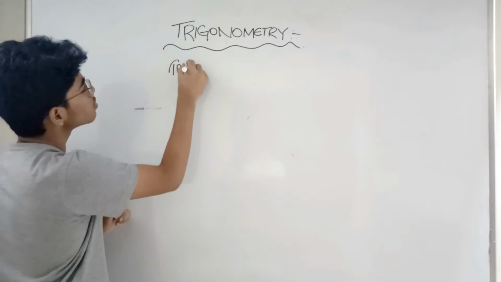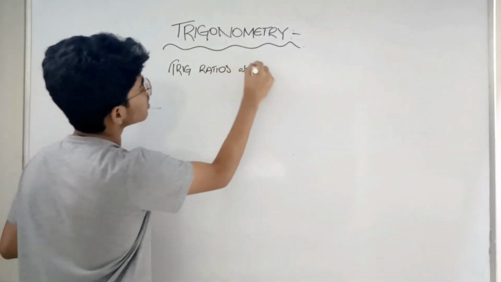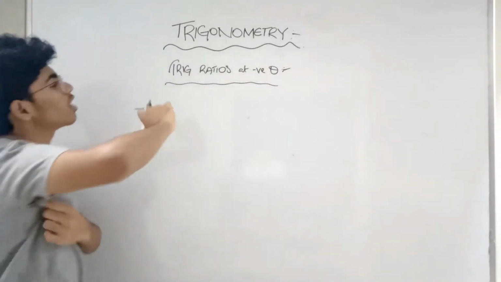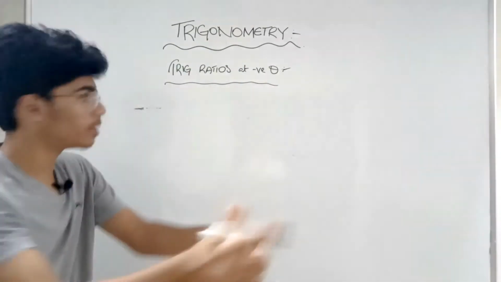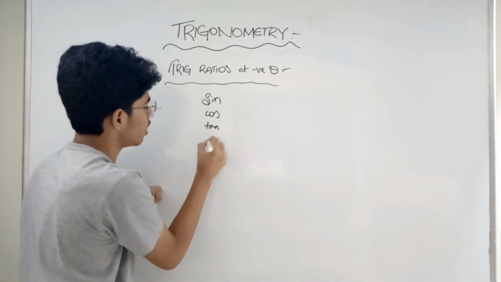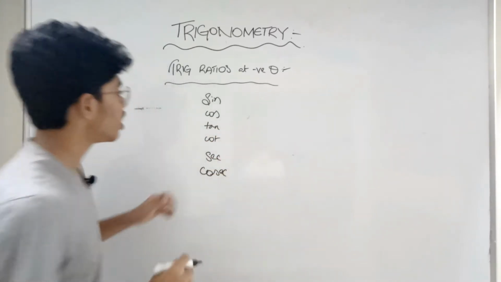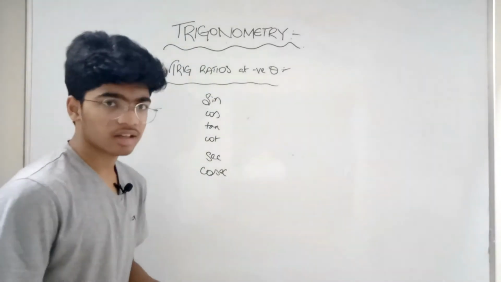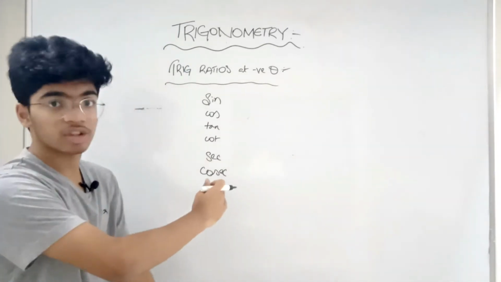Trig ratios at negative theta. What are the trigonometric ratios first? We have 6 trigonometric ratios. We have learnt already: sine, cos, tan, cot, secant, cosecant. Till now we have only discussed positive values of theta, but today we will be discussing negative values of the same trigonometric ratios we have learnt.